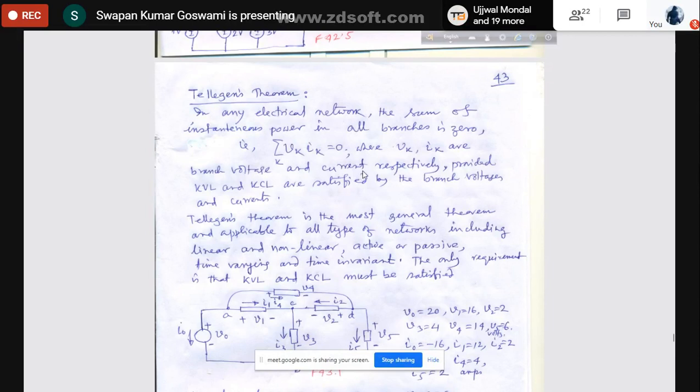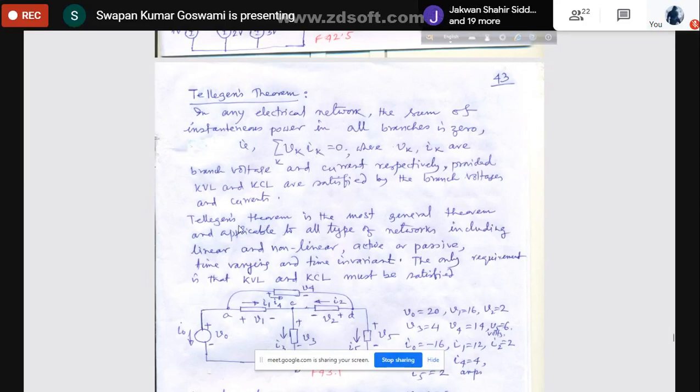There is one condition, however. What is the condition? Provided KVL and KCL are satisfied by the branch voltages and currents. They must satisfy Kirchhoff's voltage law and current law. So any circuit obviously should follow Kirchhoff's voltage and current laws. If they do, then the summation of Vk Ik for any circuit, meaning the summation of instantaneous power, is 0.